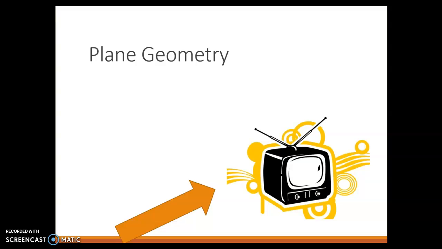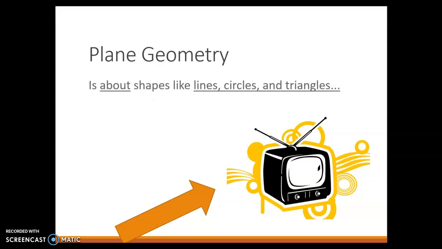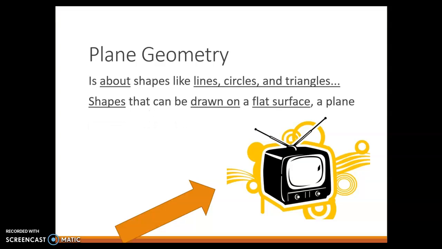Plane geometry. You guys should know that geometry has to do with shapes. You've taken geometry already. And when we talk about plane, P-L-A-N-E, we're not talking about an airplane, but in fact, we mean flat. So plane geometry is all about shapes like lines or circles and triangles and shapes that can be drawn on a flat surface or a plane, a two-dimensional plane.